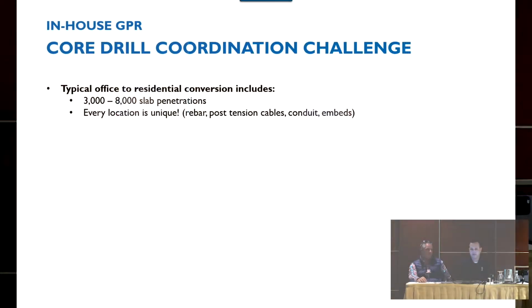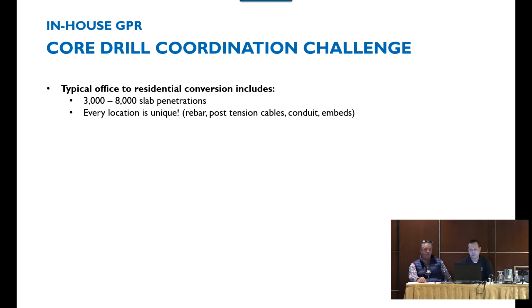On a typical project of this type, between 3,000 and 8,000 slab penetrations is not uncommon. For this particular project we're talking about today, I believe we are over 6,000 new core penetrations, duct risers and so forth. Every location is unique. I believe our building is not PT in this case. It is just mild rebar. But regardless, you're going to have PT cables, rebar, conduits, embeds, Walker duct. You're going to have all kinds of different scenarios that are obviously not visible to the eye.